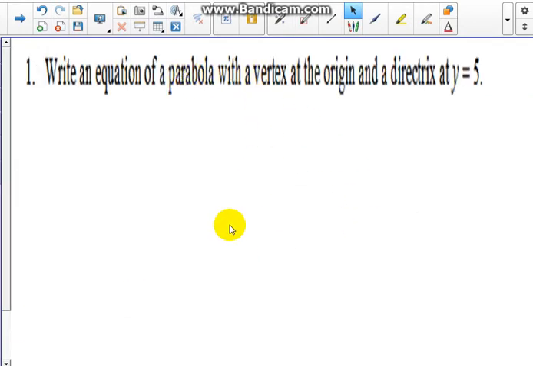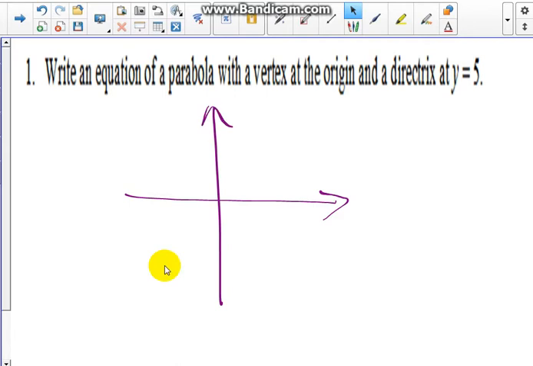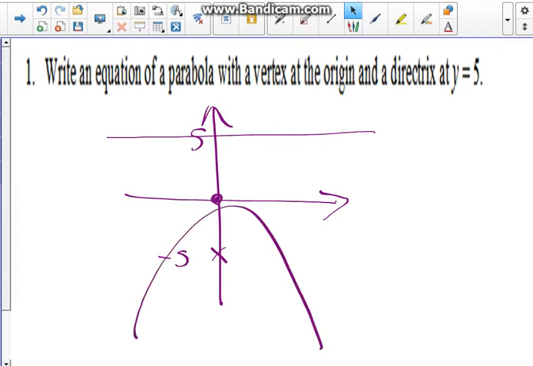All right, it says write an equation of a parabola with a vertex at the origin and a directrix of 5. We're looking at a vertex at the origin and a directrix at y equals 5. So that means we're crossing through the y-axis at 5. That means that the focus, or the focal point, is down here at -5, which means we've got a parabola doing this.